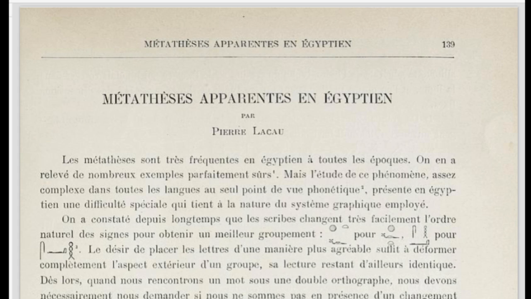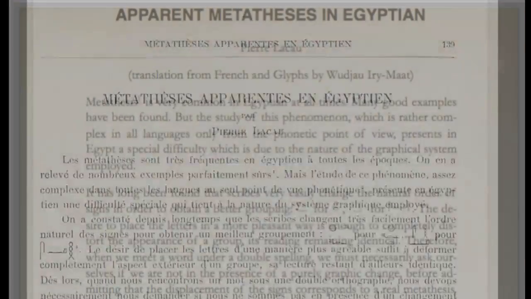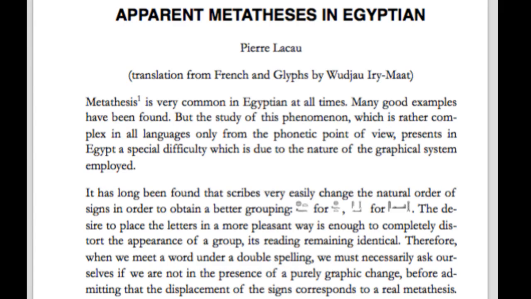And he wrote it. The title of the page is The Apparent Metathesis in Egyptian. That's what the French is. Now, this text is written in French. Okay. Now, years ago, when I first read this was like a long time ago. I had to translate this from French into English. So I took this and translated it. And so I'm going to just briefly show you my translation of the text. Okay. So again, Apparent Metathesis in Egyptian by Pierre Lacou. And I put translation from French and the glyphs by Wujawu Irimaat.